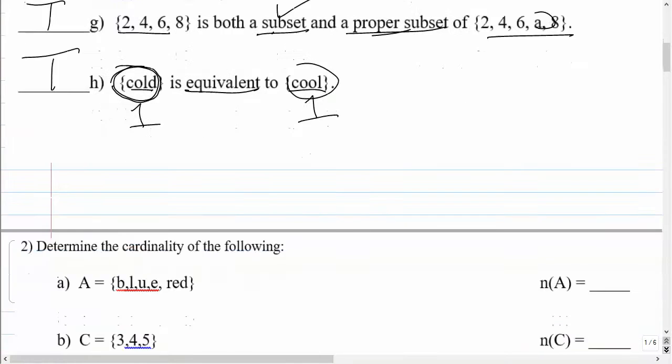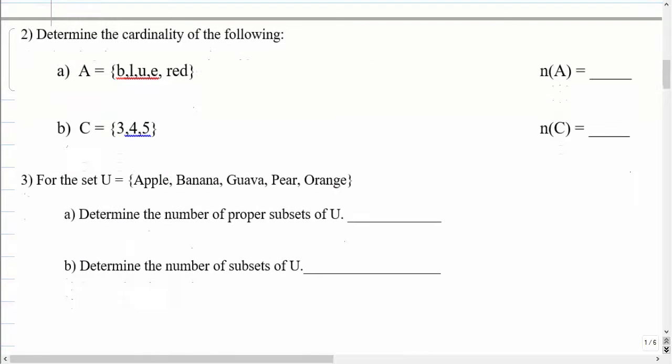Moving on, so again, you should be pausing the video as you go. Number 2. We want to determine the cardinality of our sets. The cardinality of a set is the number of elements in the set. Elements, when listed in roster notation, are separated by commas. So this set A has 1, 2, 3, 4, 5 elements. B, this set has 1, 2, 3 elements. That's all there is to that.